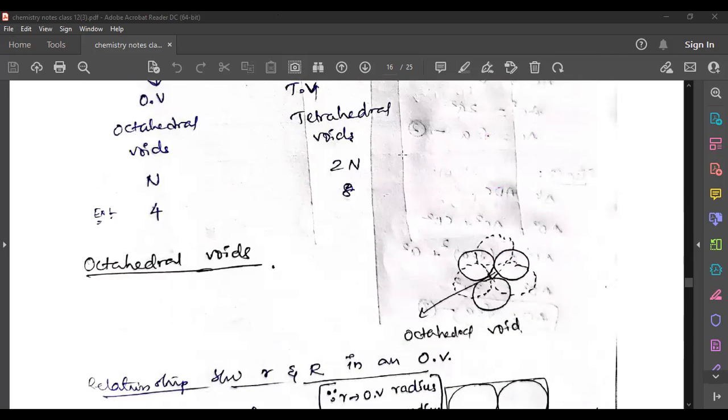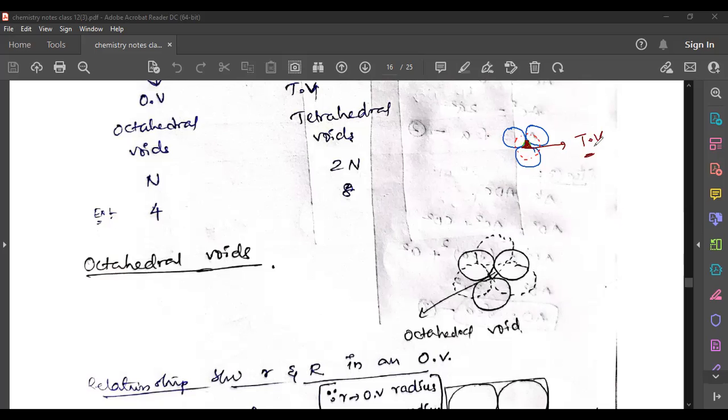So if you take tetrahedral void, tetrahedral void means whatever the empty space is forming between the four solids. So this is a tetrahedral void. Just wait a minute. I think it is not clear. Is it clear? The green color? We'll use this color. So whatever this space is there, this is the tetrahedral void.